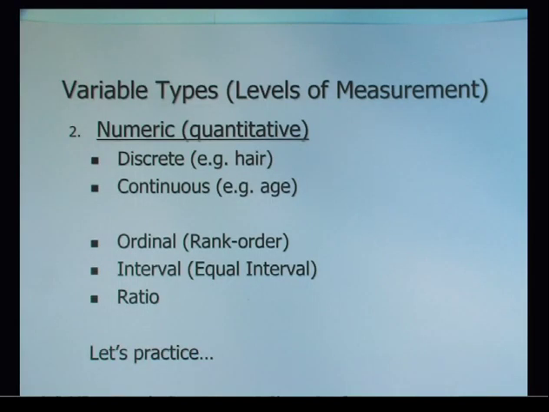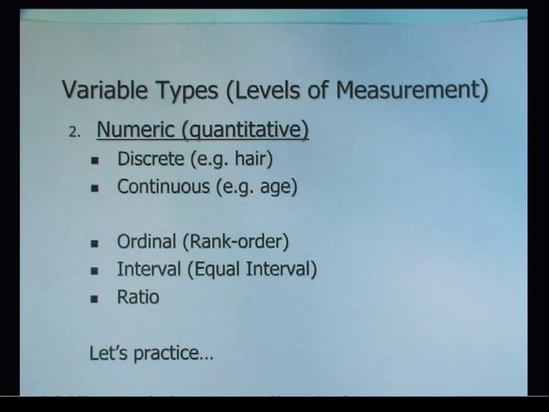Numeric variables, or quantitative variables, have a couple of ways that we can define them. The first we will talk about is discrete versus continuous. The difference between discrete and continuous: they're both numeric, but discrete has to be whole numbers, 1, 2, 3, 4, 5. Continuous, you can measure in between numbers, like 1.246 or 2.5. That's the difference between discrete and continuous.